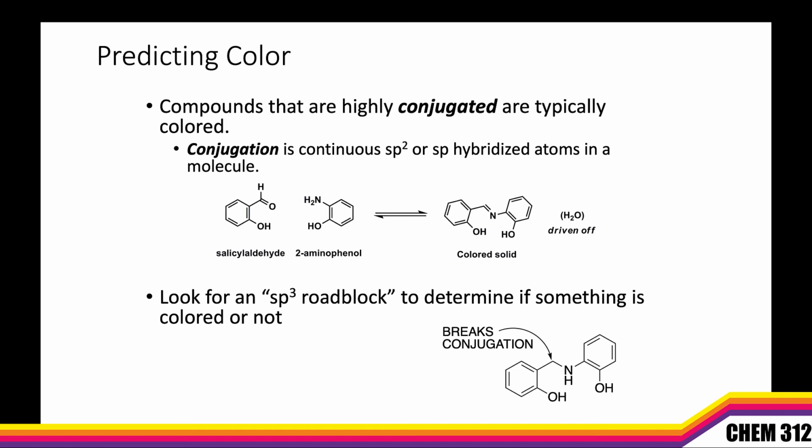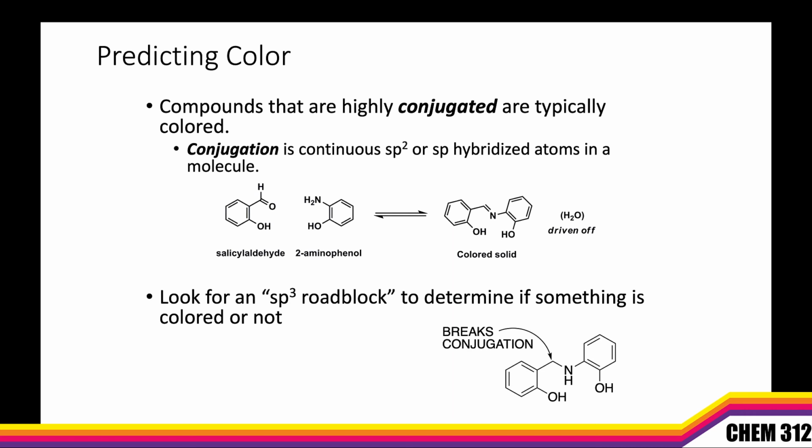So if we were looking to determine if something may have a color or would not have a color, we would look for what we call an sp3 roadblock, right? The idea here is if we have something that breaks this conjugation, we might predict that it would no longer exhibit a color. So let's say we were to reduce our imine, and so now we have this sp3 hybridized carbon in the center of our chain. We would guess that this compound may not exhibit a color like the imine does, because we have one of these sp3 roadblocks. There are a couple of practice problems and a little more discussion in the PDF for you to read through.